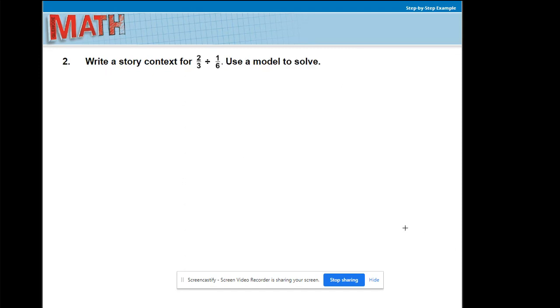All right, example 2. It says create a story. We are not, but we are definitely going to be solving this problem. So we have keep, switch, flip. We're going to keep 2/3. We have 2/3 divided by 1/6, so we're going to keep 2/3.